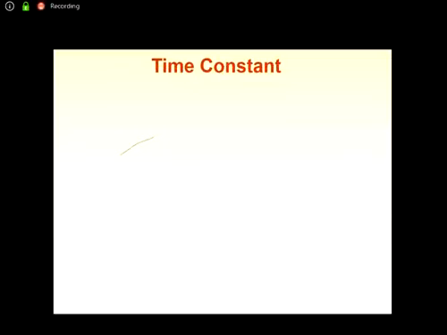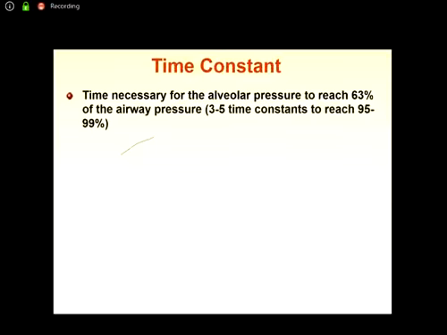The other concept that is important when you ventilate a baby is the concept of time constant. Time constant is the time necessary for the alveolar pressure to reach 63% of the airway pressure. You can use volume or pressure, it doesn't matter. But it's that time that you need to reach 63% of that airway pressure. Under normal conditions, you need 3 to 5 time constants to reach 95 to 99% of that pressure.